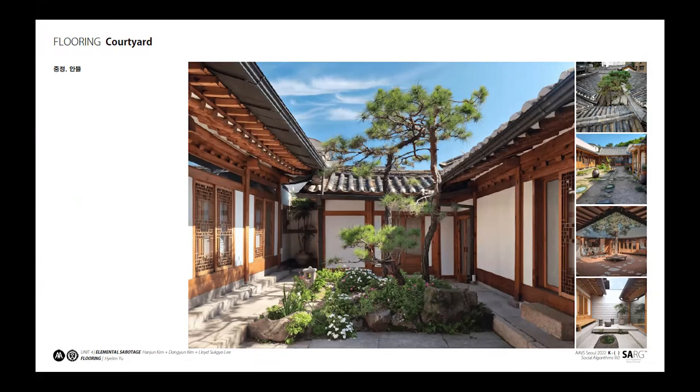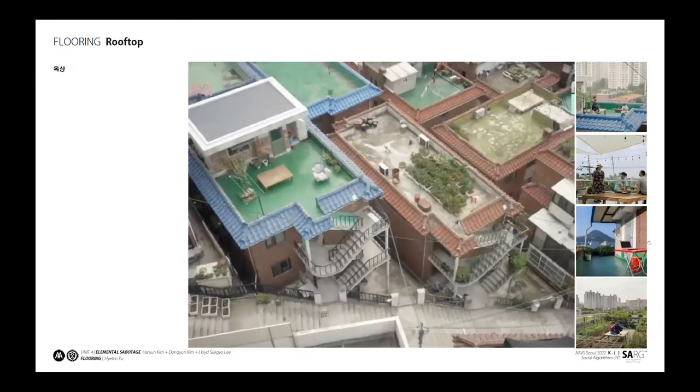First, courtyard is 중정 or 뜰 in Korean. It's outdoors and empty, but there is a surface surrounded by walls and columns, and people can stand, sit, and lie down here. Rooftop is 옥상 in Korean. It is outdoors and empty too, but there is a surface surrounded by low walls, and it is used in various ways as a park or resting space.